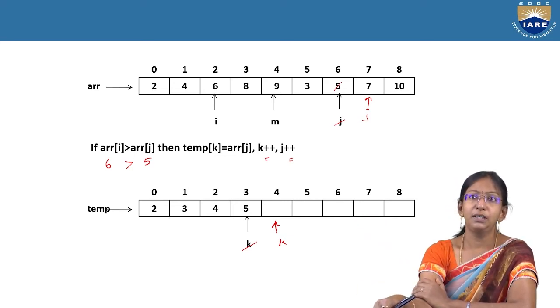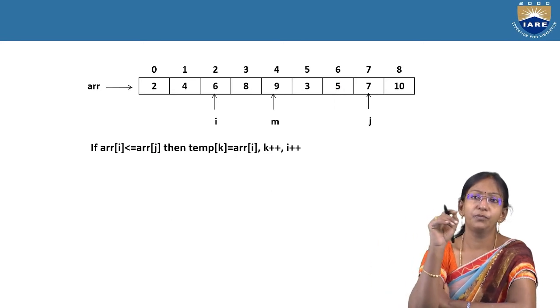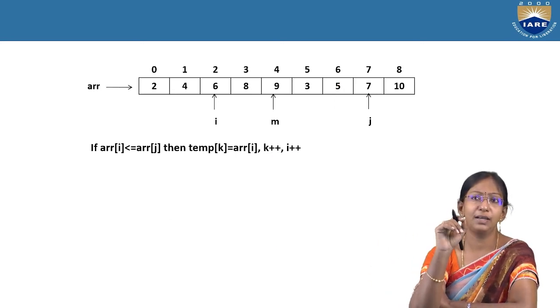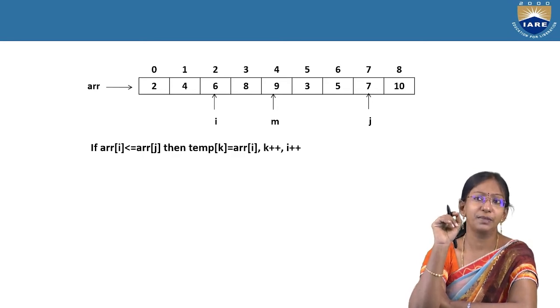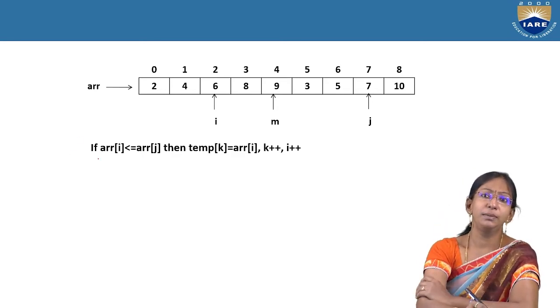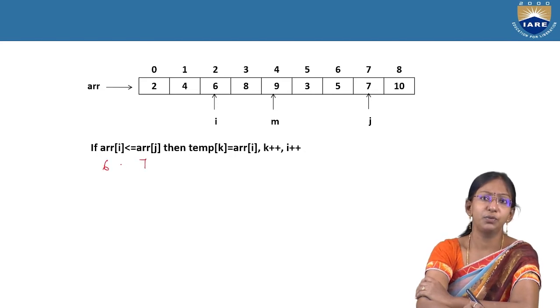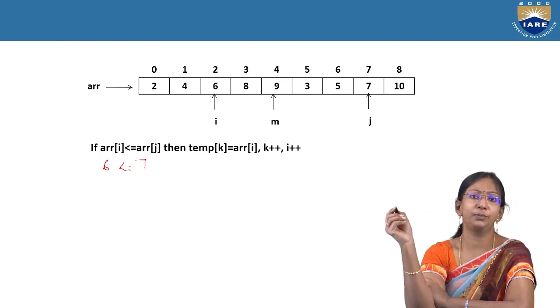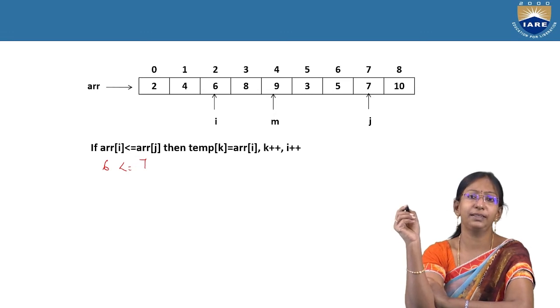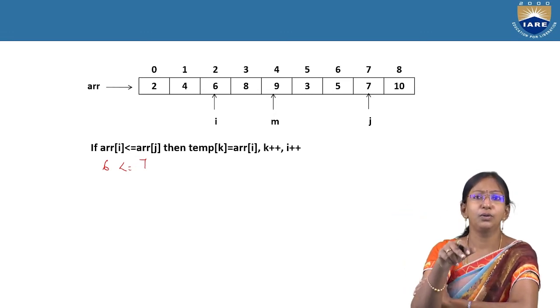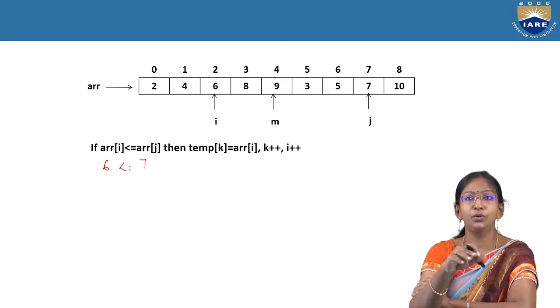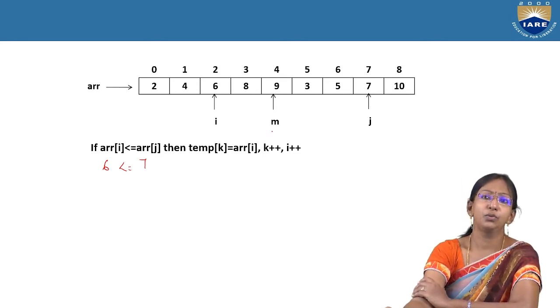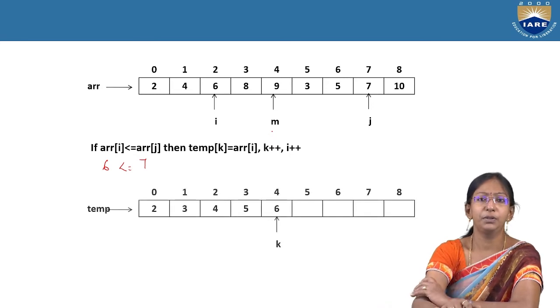So further the list will change. Now i is pointing to 6, as it is, whereas j is pointing to 7. So coming to the elements pointed by i and j, 6 and 7, the relation between them is less than or equal to. Right? The element pointed by i is lesser. So copy that into temporary. So I copied that into temporary.